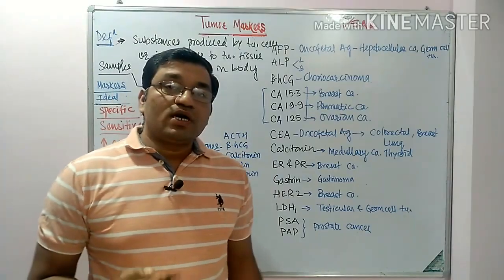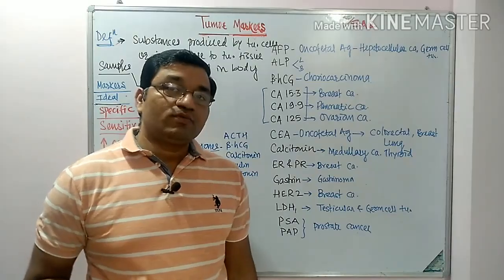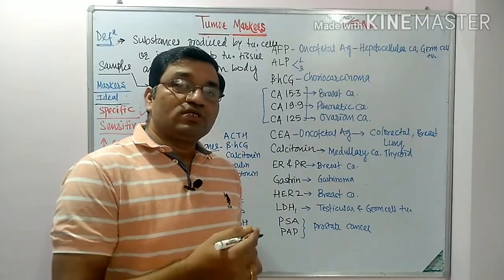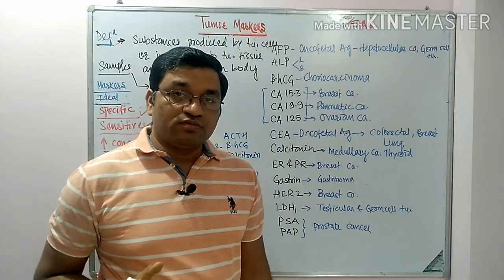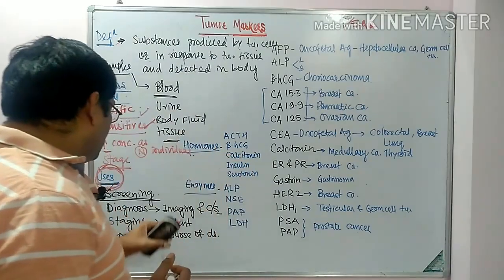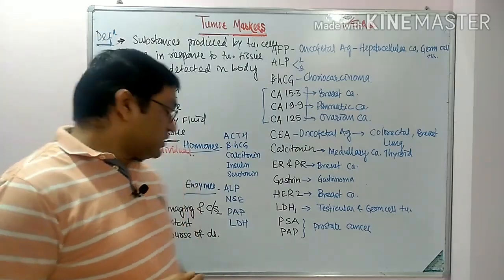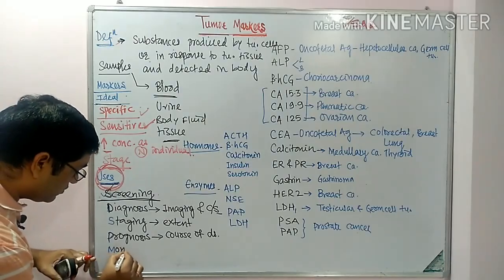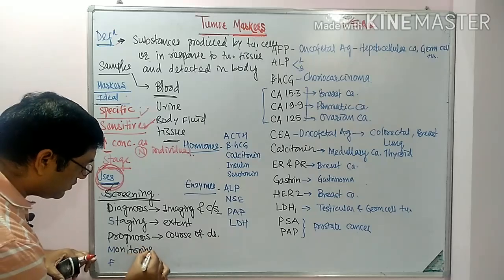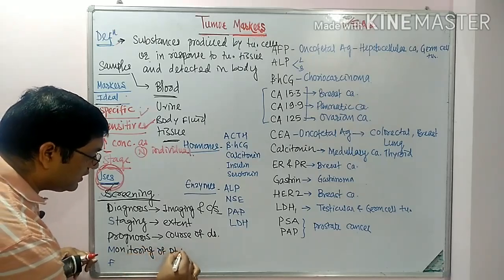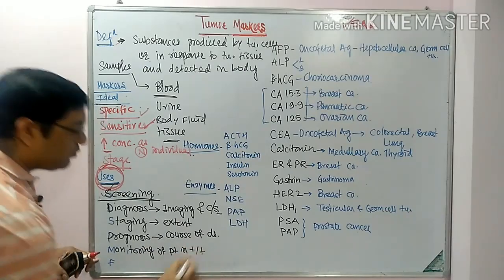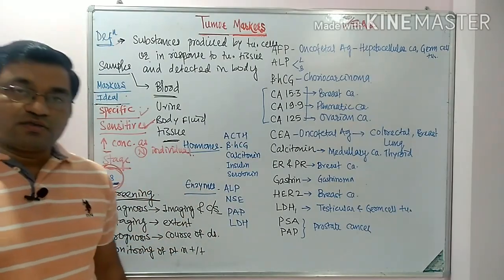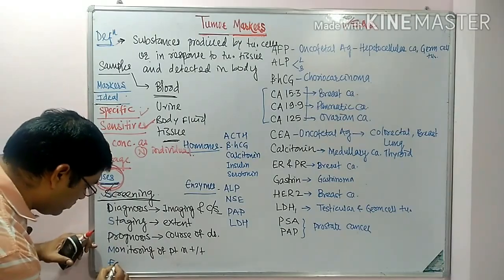For example, carcinoembryonic antigen. It tells about the prognosis of colon cancer. The more the concentration, the worse the prognosis. That is known as use for prognosis of the cancer or prognosis of the disease. Then monitoring of patient in treatment. So therapeutic monitoring of the patient can be done with the help of tumor markers. Then follow-up.